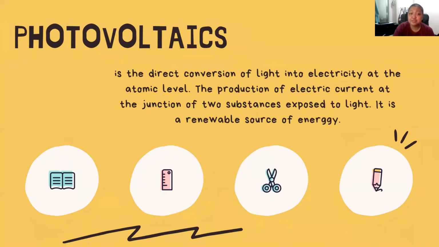Photovoltaics is the direct conversion of light into electricity at the atomic level, the production of electric current at the junction of two substances exposed to light. It is also a renewable source of energy.